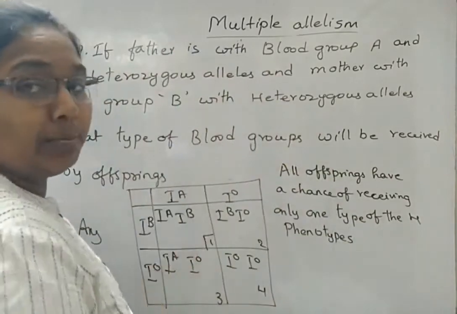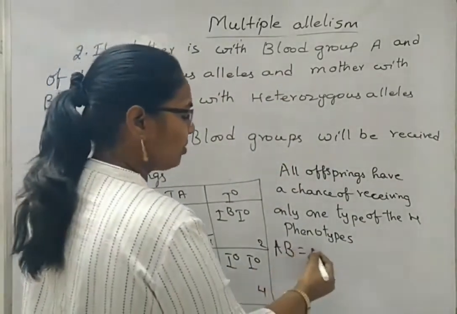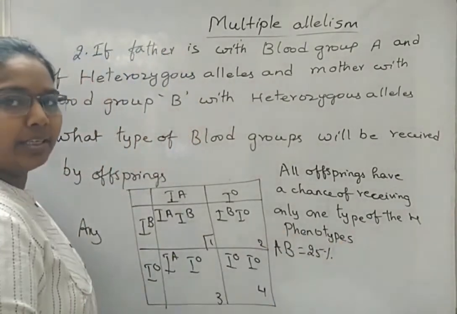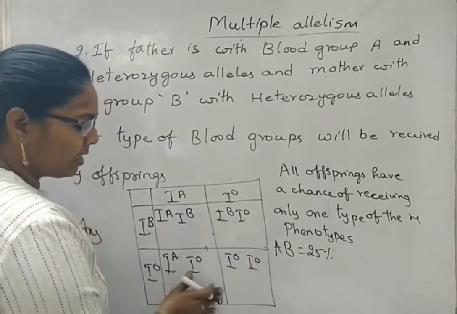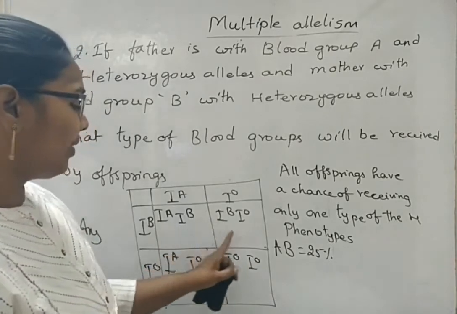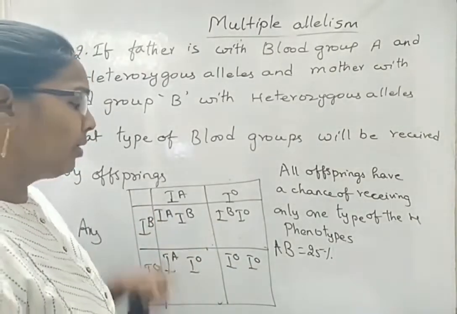If you take this one in percentages, the AB blood group chance in the babies is only 25%. Because these are 4 in number and we are equalizing the percentages, because overall we should consider this as equal to 100%. So if it is 25, 25, 25, 25, then it will be equal to 100% of the total blood group types.